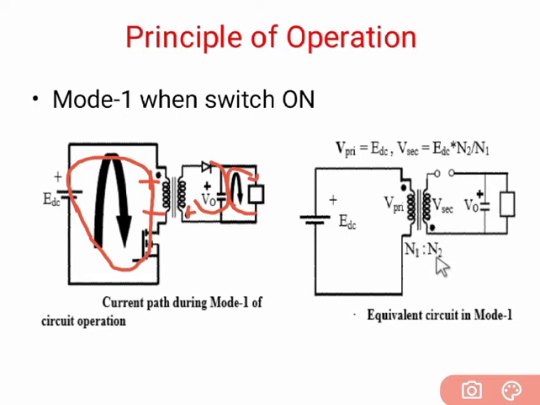So this is the equivalent circuit of mode 1. The primary winding is connected with the DC supply when the switch is turned on, so the primary voltage is EDC and the secondary voltage is EDC into N2 by N1, where N2 is the secondary turns and N1 is the primary turns. But this diode is in reverse bias, so no current will flow from the secondary winding, but its output is loaded by the capacitor voltage.